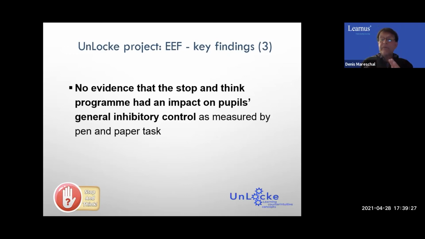Now, remember that we weren't trying to train them to get better at inhibitory control. We were simply trying to train them to use whatever level of inhibitory control they had within the context of math and science. Here, what we were doing is measuring outside math and science whether it had impacted their inhibitory control, and it hadn't. But obviously, the improved performance in math and science suggested it had worked within the context of math and science.